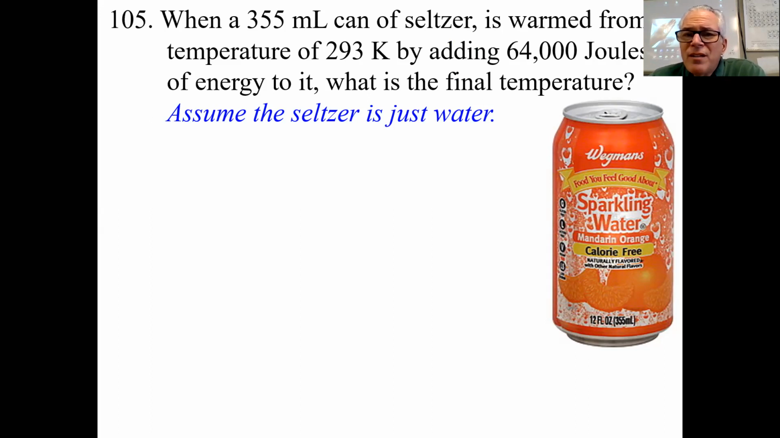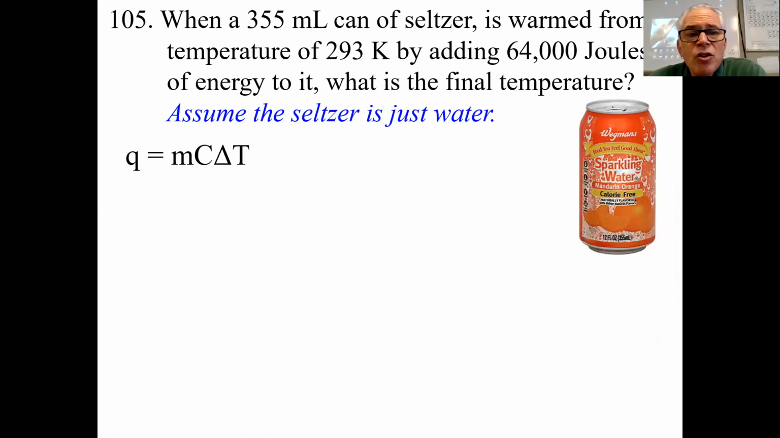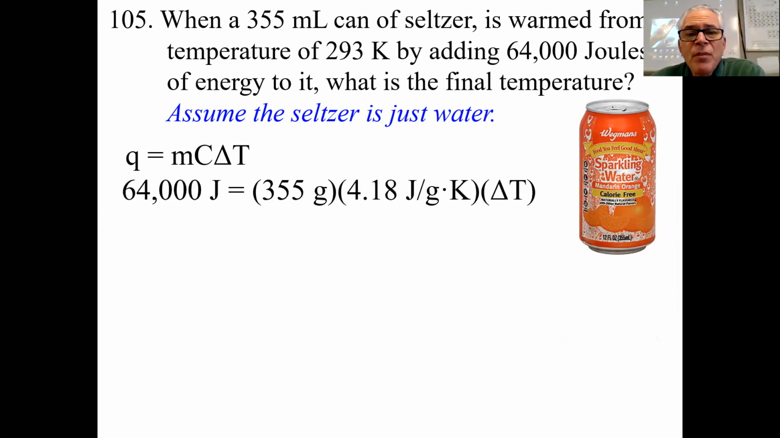The question is, what is the final temperature? Well, we're definitely going to heat it up. So we got to use Q equals MC delta T. So we're going to use this formula. Q is the heat in joules. Plug that in. M, we already talked about this. 1 ml of water is equal to 1 gram because the density of water is 1 gram per ml. So the mass is 355 grams. The C value for water, 4.18 joules per gram Kelvin. And what the heck is the delta T? We have to figure that out.